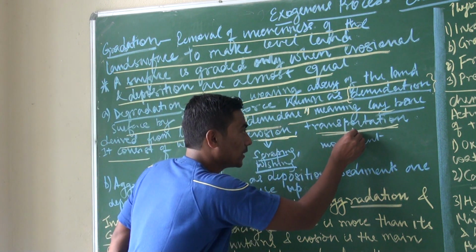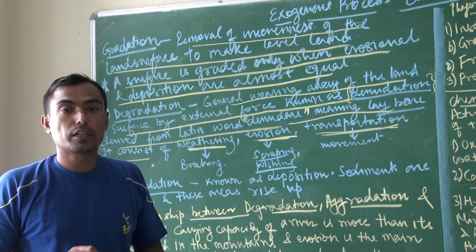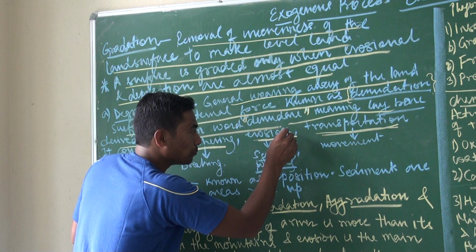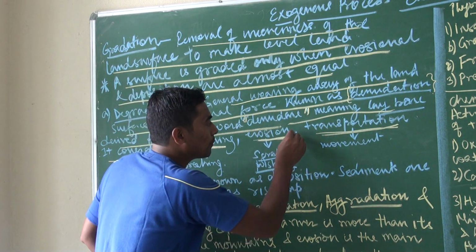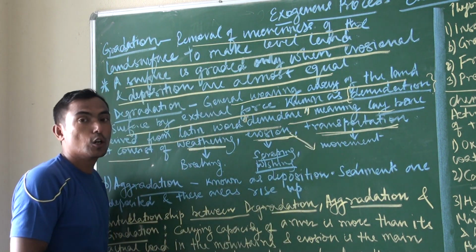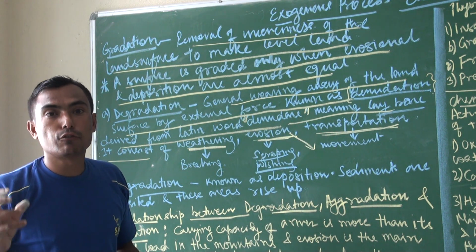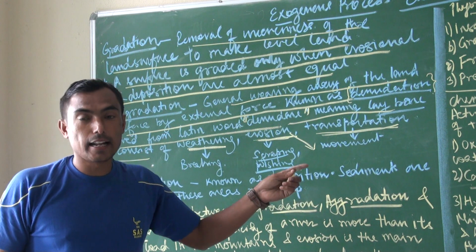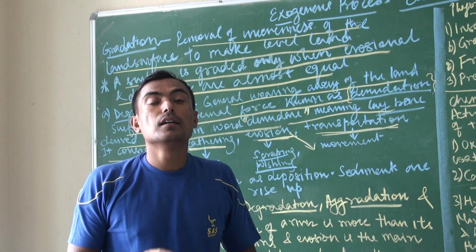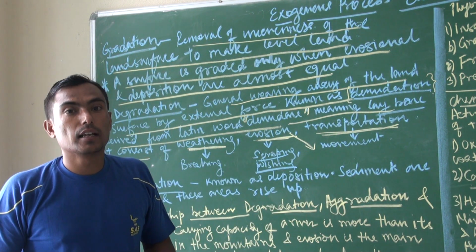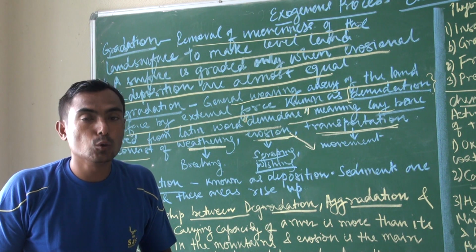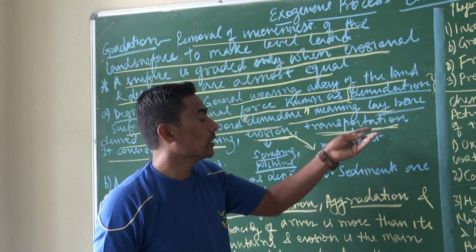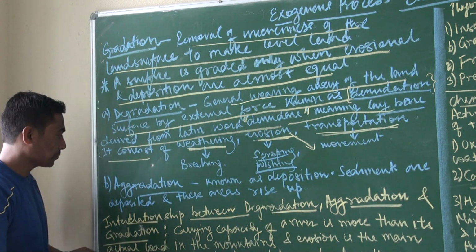And the next is transportation. Transportation means movement of the fine particles which have been formed by erosion. When those fine particles are formed due to erosion and the movement takes place by the agents of transportation like water and wind, that results in transportation.